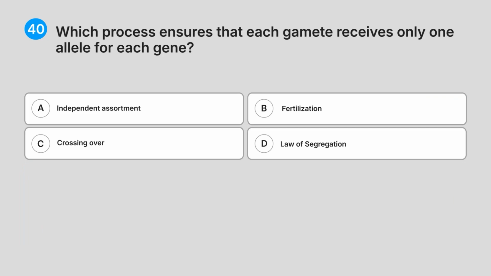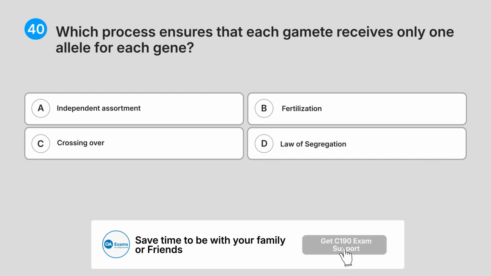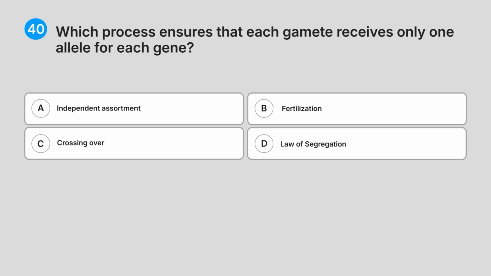40. Which process ensures that each gamete receives only one allele for each gene? A. Independent assortment. B. Fertilization. C. Crossing over. D. Law of segregation. Do you know the answer?